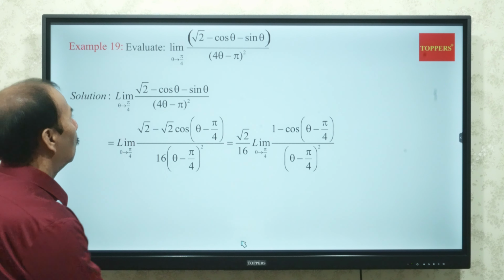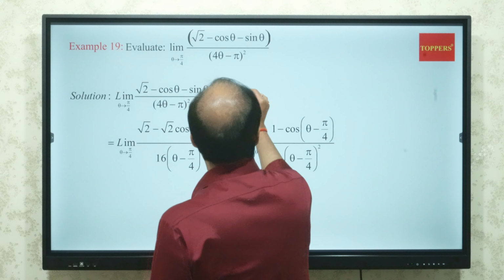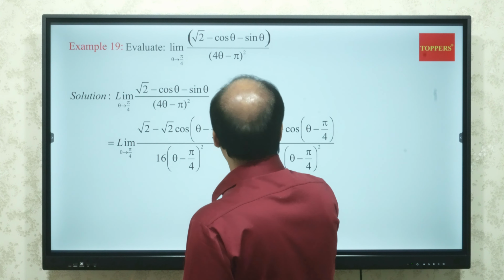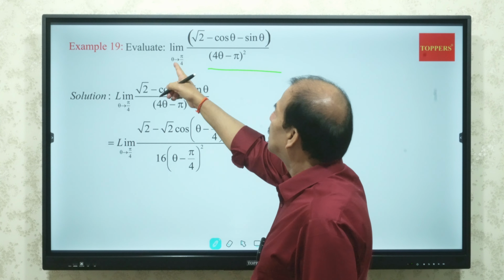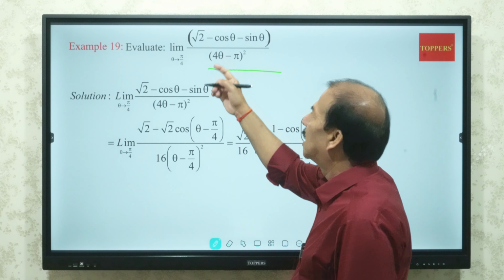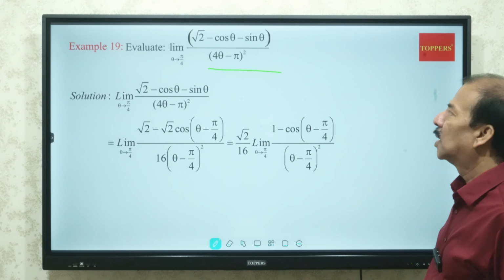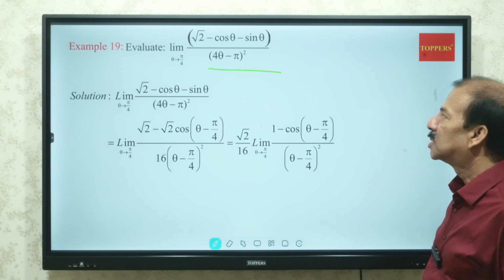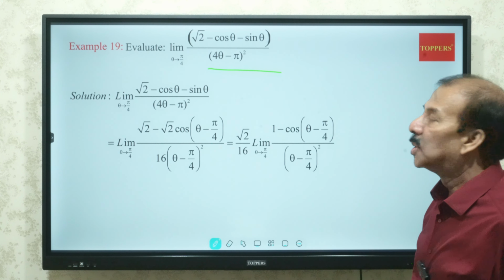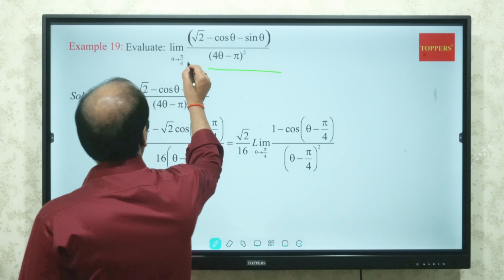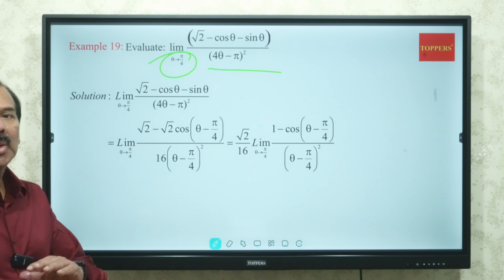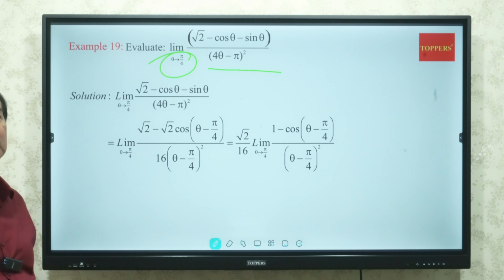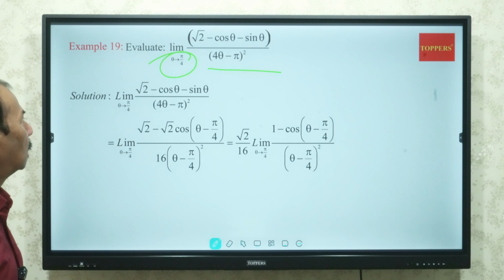Now in this question, if you see again, here again if you see, the limiting value of this when theta tends to pi by 4, and the function is what? Square root of 2 minus cos theta minus sine theta upon 4 theta minus pi whole square. So here again this gives you what? Again you assume either theta minus pi by 4 or pi by 4 minus theta is equal to alpha, beta, gamma, h, whatever you want to take.